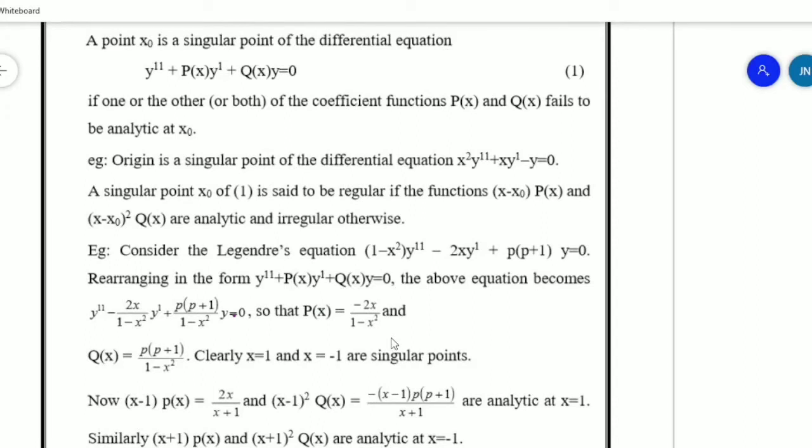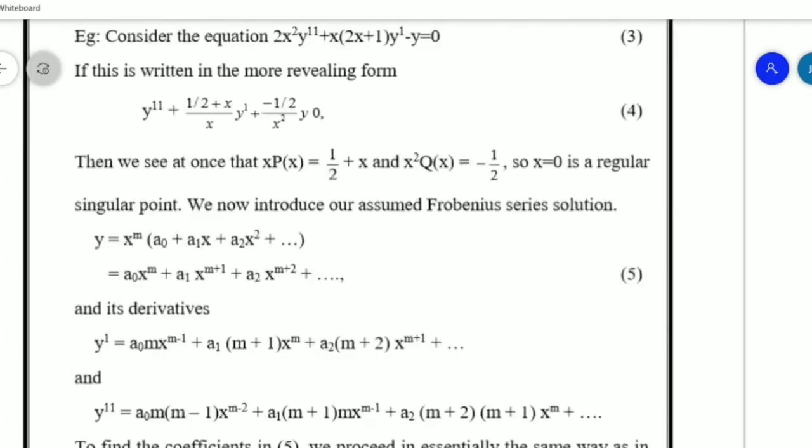Clearly, this denominator part 1 minus x squared is equal to 0 when x equal to 1 and x equal to minus 1. At those points, these two functions are not defined. So they are not analytic at these points 1 and minus 1. So we are going to find the solution of the second order differential equation using the power series method.